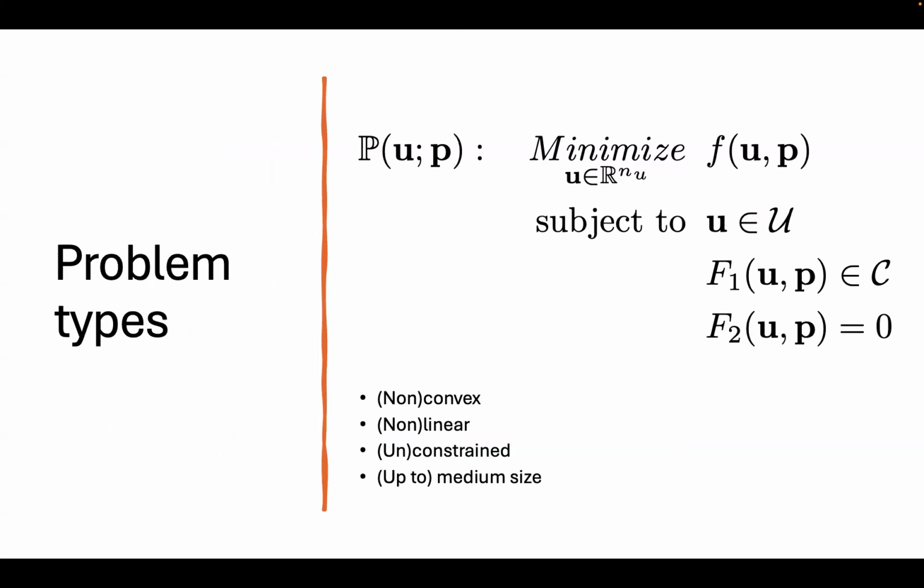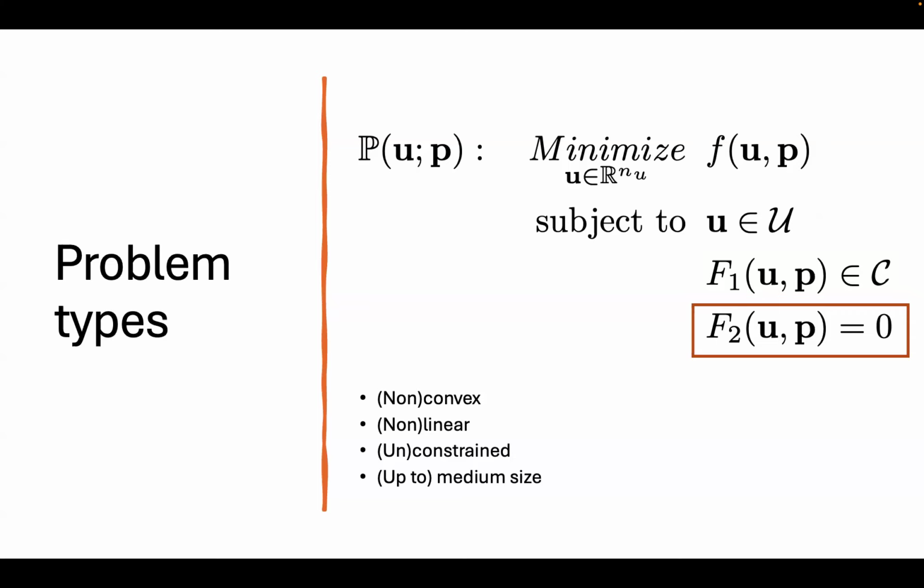And generally the type of problem we try to solve with OpEn has the form of the top right here, where you're trying to solve a problem with decision variables U and set parameters P, where you're trying to minimize over your decision variables a smooth cost function F, subject to the decision variables being within a set, and smooth functions F1 being in a set, and smooth functions F2 being an inequality constraint.